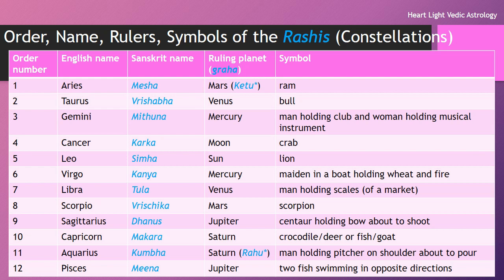The seventh constellation is Libra. The Sanskrit name is Tula. The ruling planet or Graha is Venus. So Venus also owns two houses. The sun and the moon only own or rule one. So that's important to know about the sun and the moon. They only own or rule one constellation.